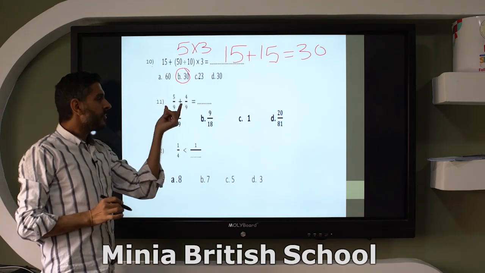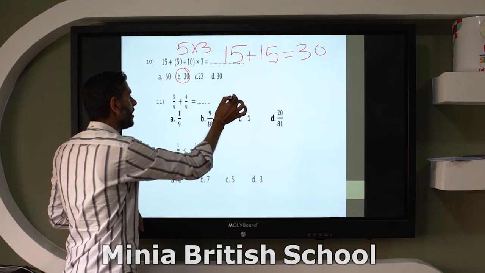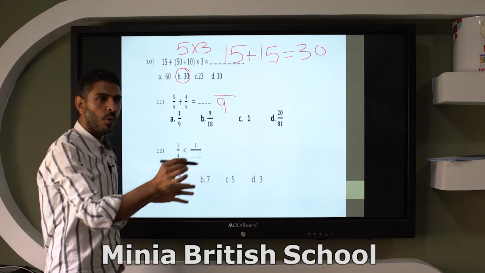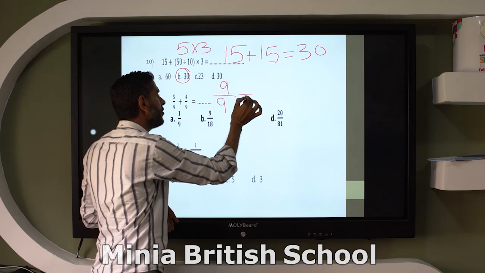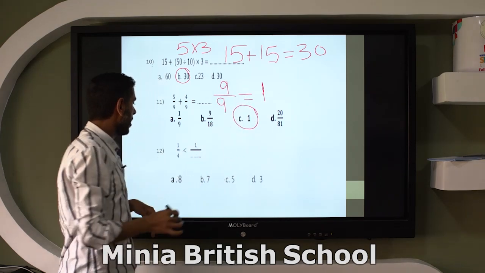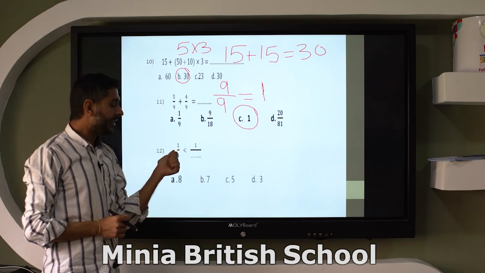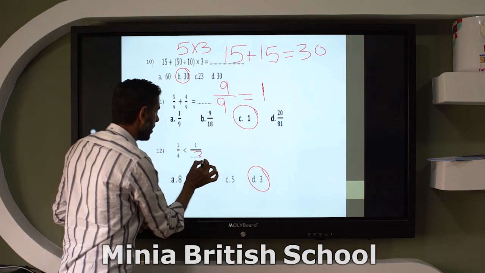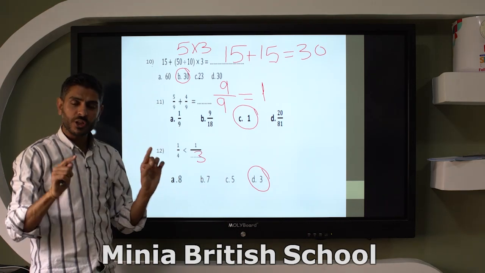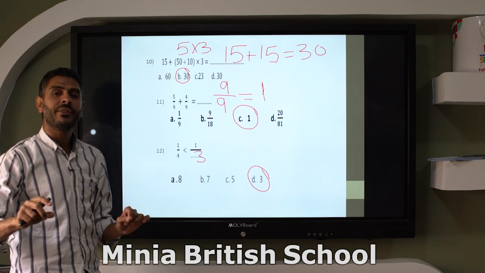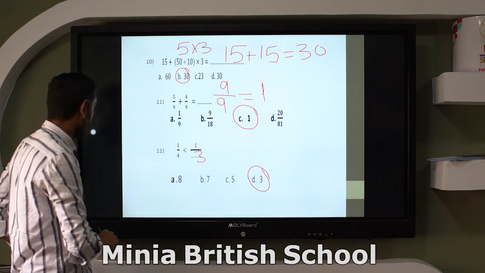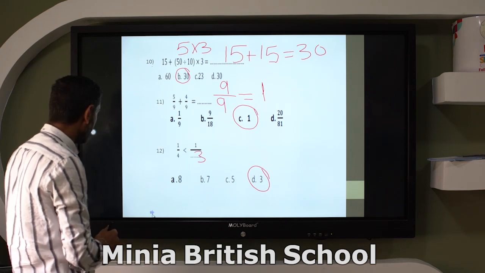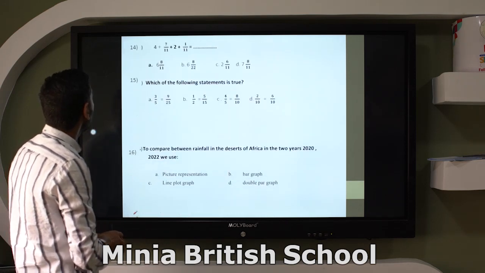The denominators are 9 and 9, take one of them and add the numerators. 5 plus 4 equals 9, and 9 over 9 equals 1. 1 over 4 is less than 1 over what? Less than 1 over 3. Because when the numerators are equal, the smallest denominator is the biggest fraction. Okay, next one.